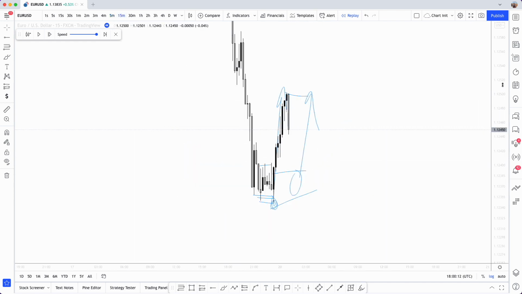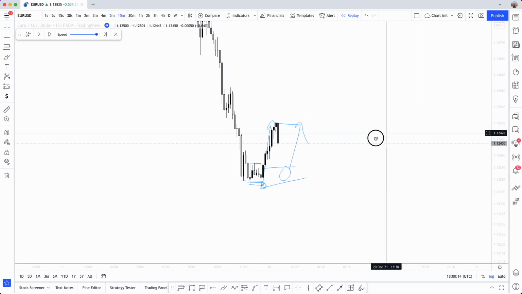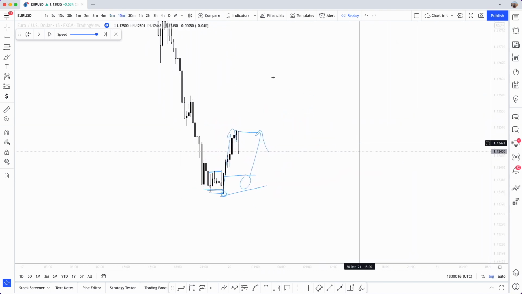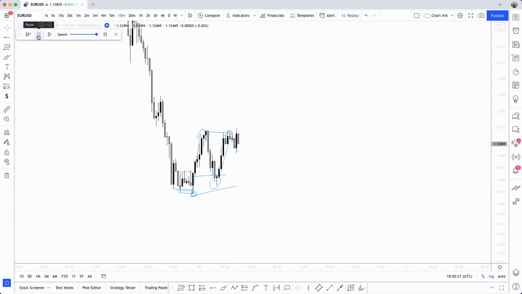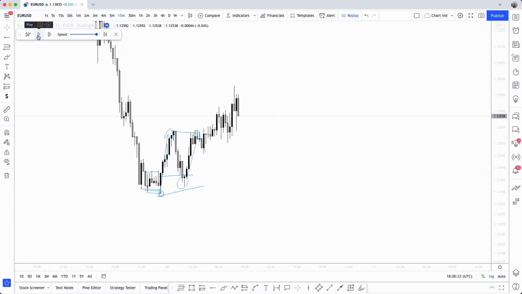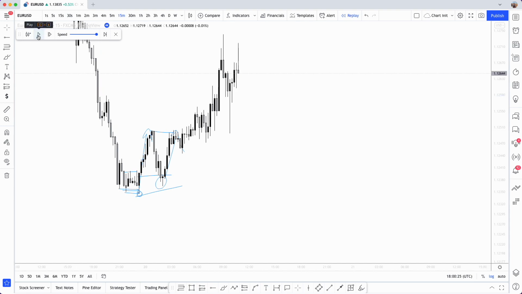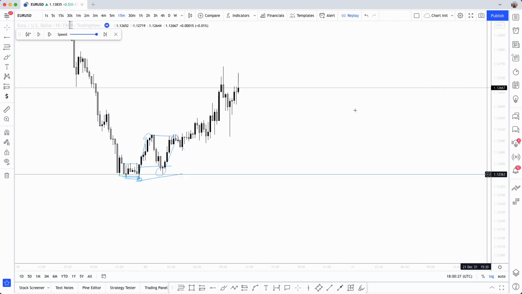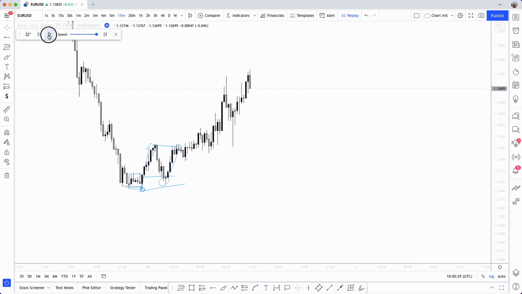Okay, and it's the same thing. The thing is, you need to be aware of what is going on. You need to be aware of what's going on in price, because as we can see, this is going. Let's see how price goes. Sorry, I'm moving a bit quick.